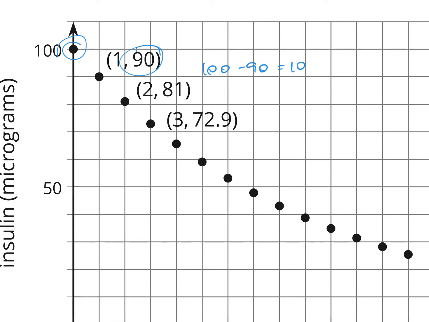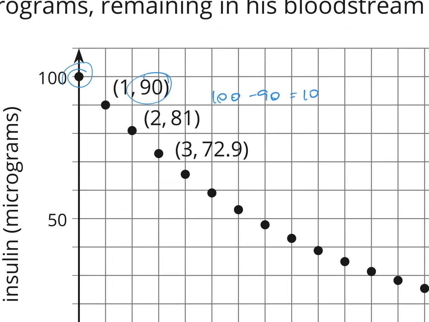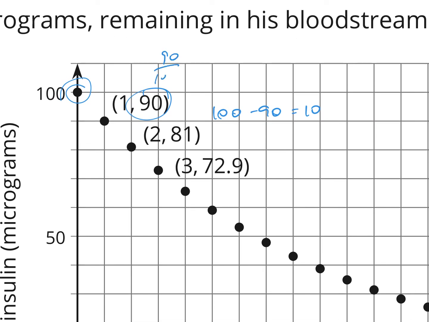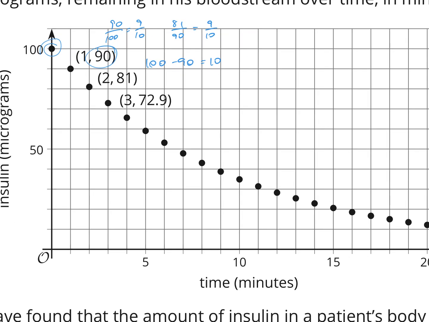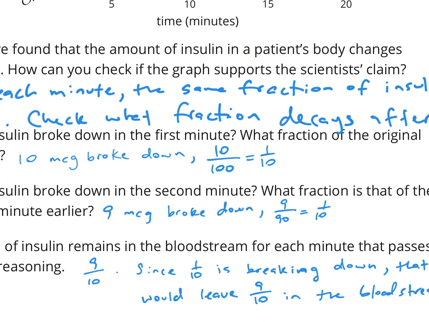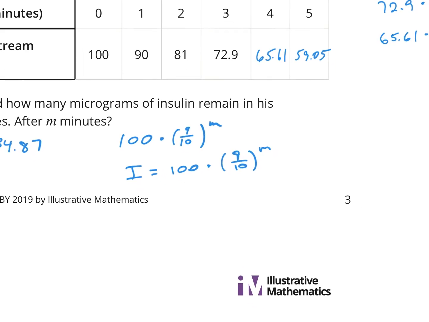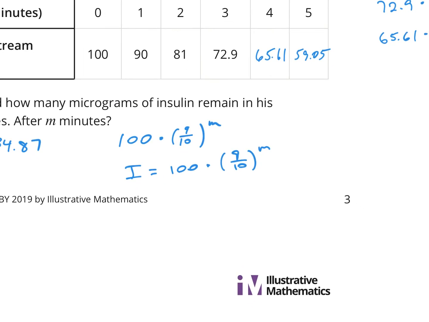Also remember 9/10 is the fraction that remains. You could think of it as we were calculating how much it was breaking down, but you could also calculate how much it remains by just doing 90 over 100, which is 9/10. And then you would repeat that, right? 81 over 90, which is 9/10. And then so on and so on. So you could calculate either way. You have to make sure you're choosing the appropriate growth factor or decay factor for the problem, which gets a little tricky when we're talking about decay. It's very easy to mix the two fractions up.